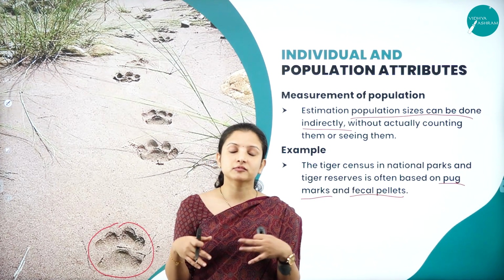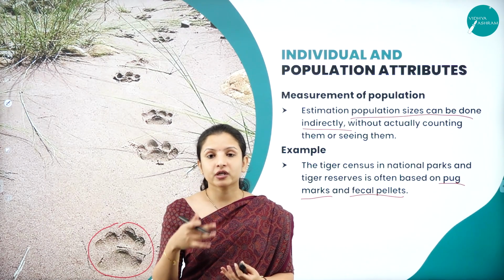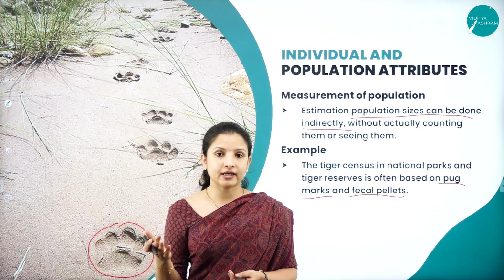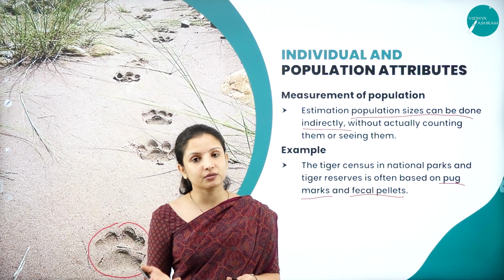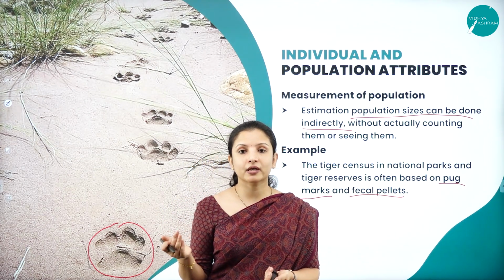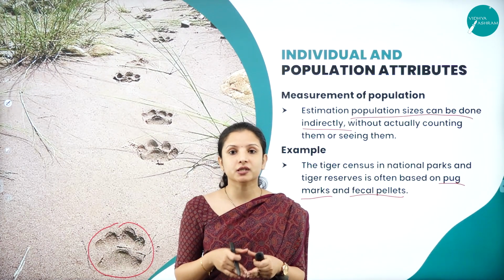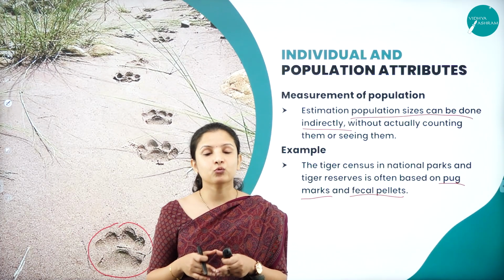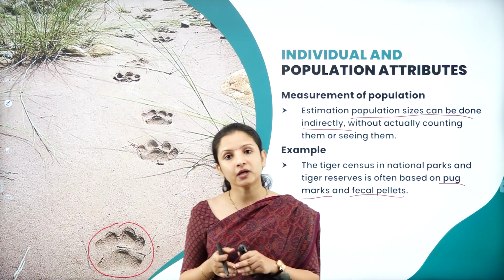Not just that, sometimes they don't even look into the animal, just by looking into the evidence left by the animal, such as the fecal matter, the pug mark and all that, the number of individuals in the population is calculated. So this was about today's session, wherein we understood the different ways a population can be calculated and what the different attributes are for an individual and a population.